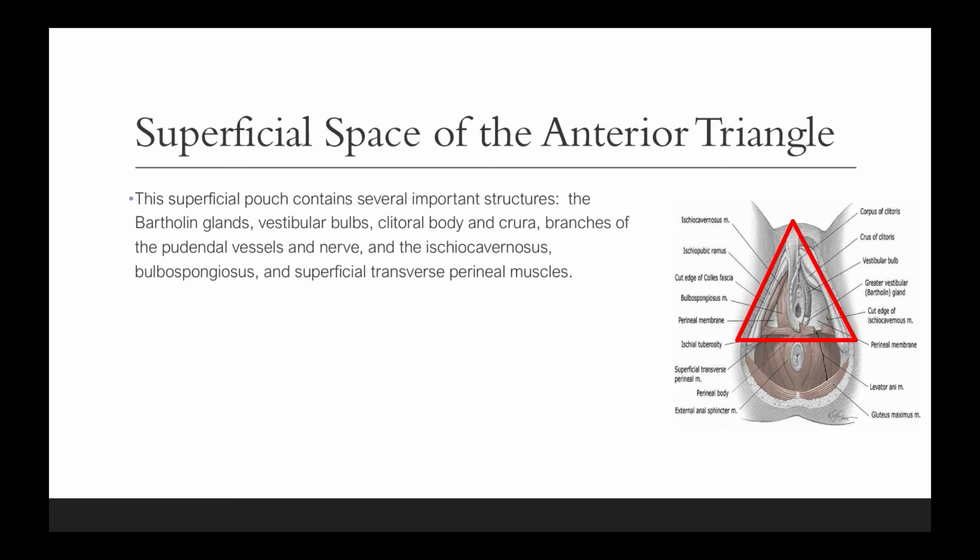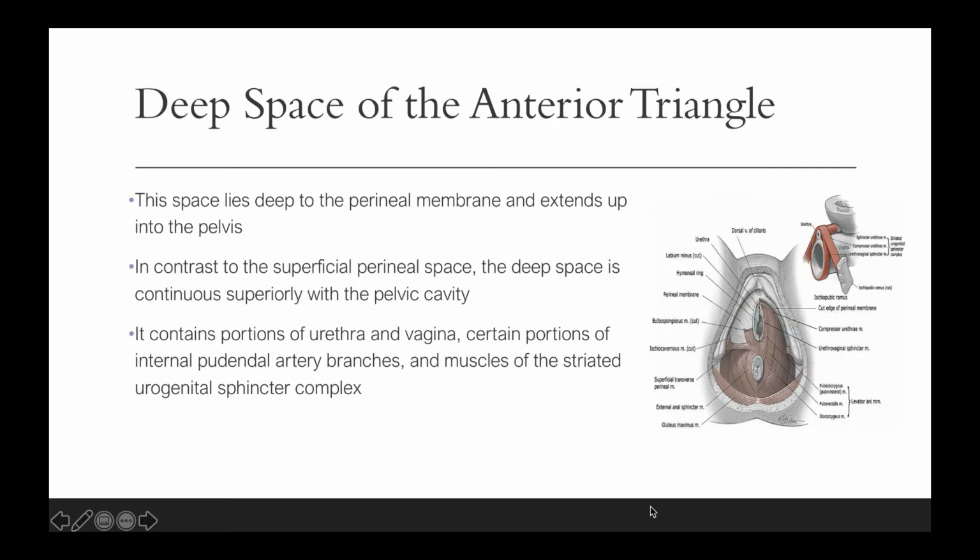This superficial pouch contains several important structures. So we have the Bartholin's glands, the vestibular bulbs, the clitoral body and crura, branches of the pudendal nerves and vessels, and the ischiocavernosus, bulbospongiosus, and the superficial transverse perineal muscles.